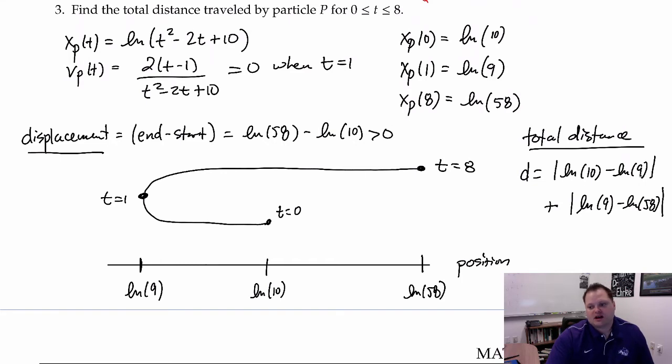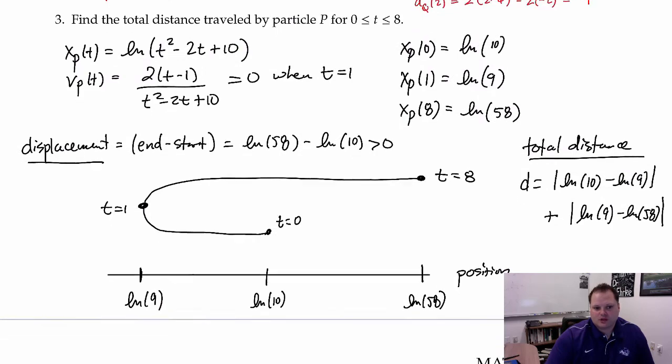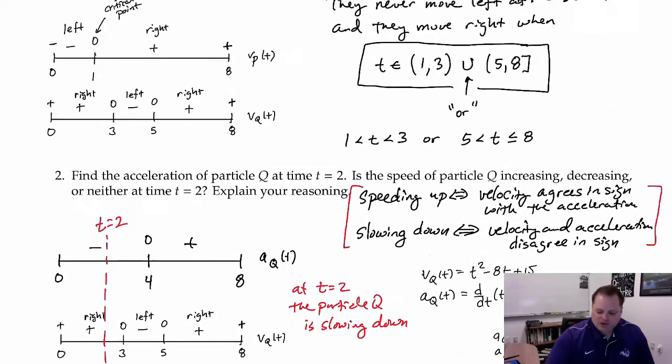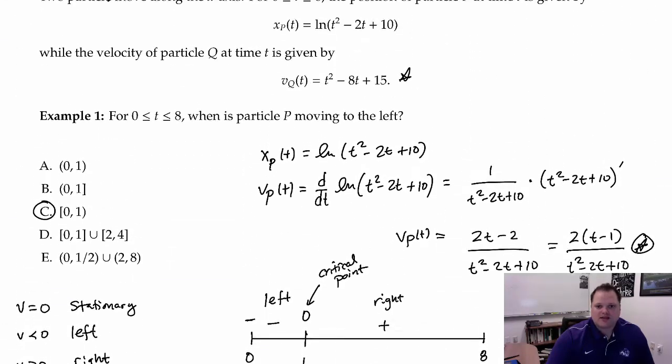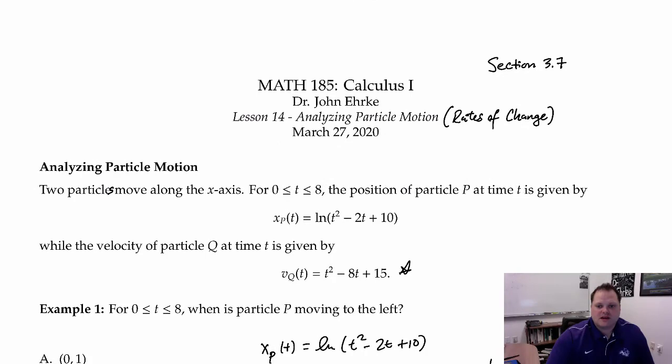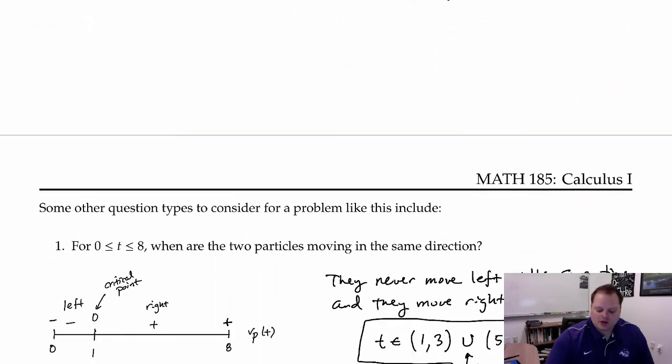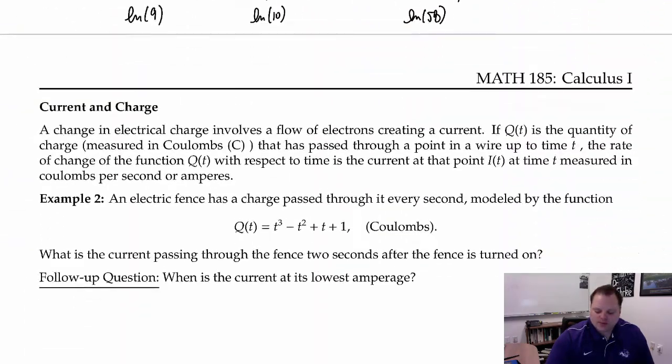The total distance, however, will always be positive. You can't have negative distance, but you can have negative displacement. So I just want to make sure you understand the difference between those two quantities. All right, these are the kinds of questions that you may be asked to work on when it comes to analyzing particle motion. And this is the main application out of section 3.7 that I want to make sure that you're able to do. All right, let me look at a couple other related problems.